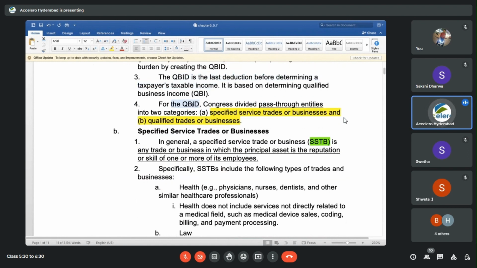Now for QBID, to calculate that, the government is saying that you divide the business into two different categories: a specified service and then a qualified trade.